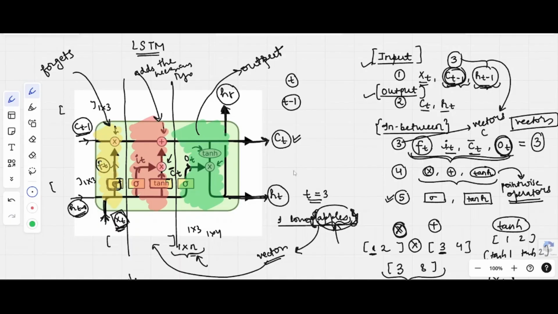So these are the three areas, and these are the gates. This is the first gate, this is the second gate, and this is the third gate. This is called the forget gate, this is called the input gate, and this is called the output gate. We will discuss each of these regions separately, and then we will combine everything together so that everything comes out like a solved puzzle. So let's dive deep into each of those regions.